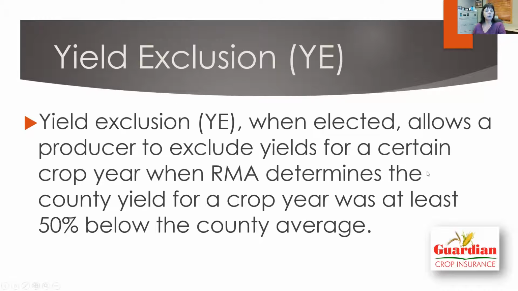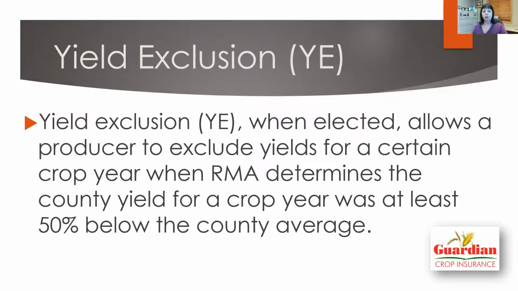The yield exclusion, when it's elected, allows a producer to exclude yields from a certain crop year when the RMA, which is the Risk Management Agency, determines the county yield for a crop year was at least 50% below the county average. Now, a lot of times they do not determine a year that can be excluded until the following year. So like, let's say 2020 was an awful year. You're not going to be able to exclude 2020 until the 2022 crop year.